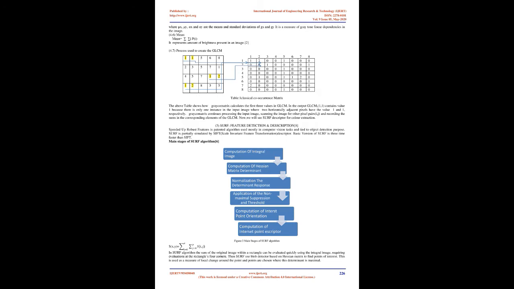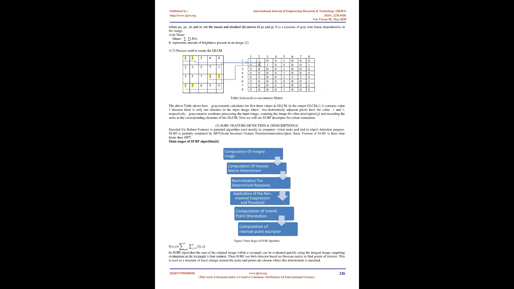4.3, Variance. Heterogeneity is measured by it and variance is strongly correlated with standard deviation. When the gray level values differ from their mean, variance increases. Variance equals the sum over i, j of (i minus mu) squared g(i,j), where mu is the mean of g(i,j).